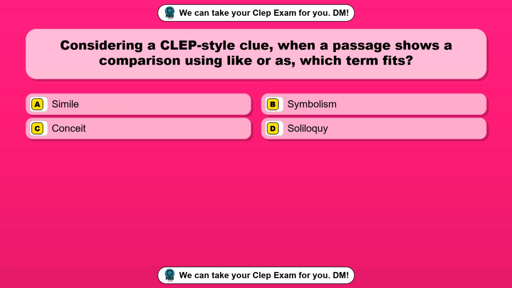Question 27. Considering a CLEP style clue, when a passage shows a comparison using like or as, which term fits? Option A, simile. Option B, symbolism. Option C, conceit. Option D, soliloquy. The correct answer is option A, simile.